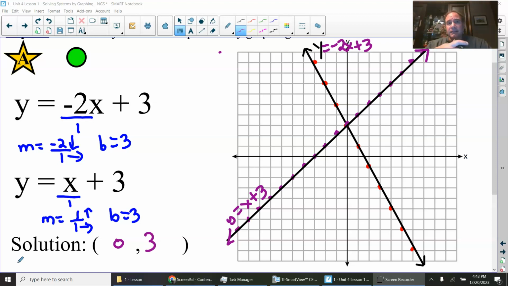The other line has a positive slope. It's a 1, right? Positive 1 slope, the pretty easy slope, that crosses at 3. The solution: they both have a y-intercept of 3, so I could tell that it intersects once, at 0, 3. And that's about it.